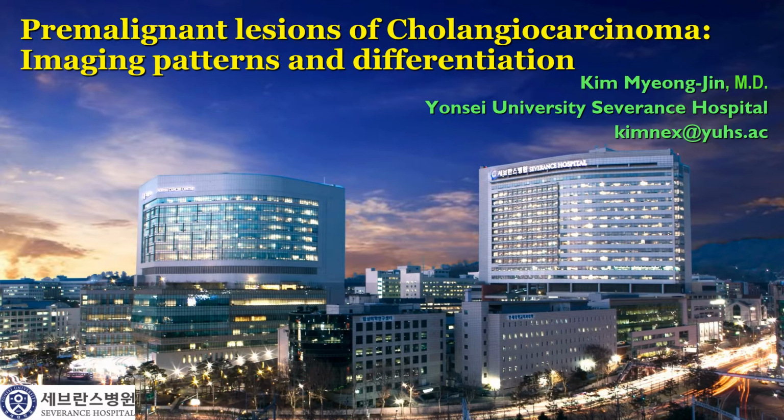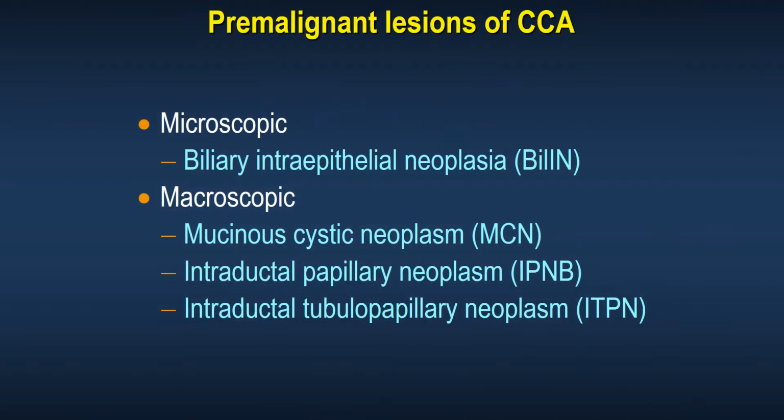Let's take a look at the types and imaging findings of premalignant lesions of cholangiocarcinoma. Premalignant lesions of cholangiocarcinoma include one microscopic lesion, which is biliary intraepithelial neoplasia, and three macroscopic lesions, which are mucinous cystic neoplasm, intraductal papillary neoplasm, and intraductal tubulopapillary neoplasms.